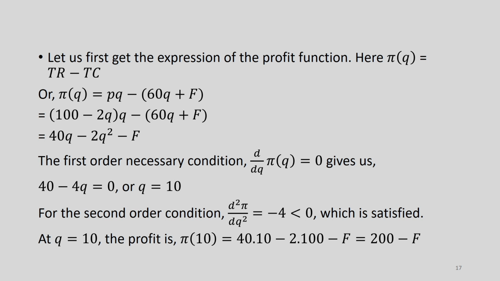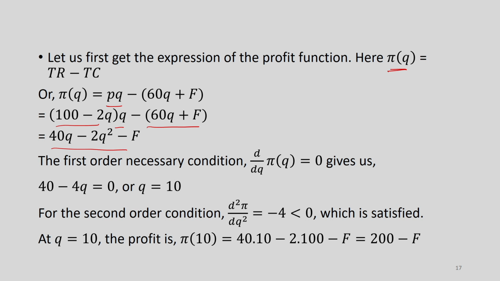Let us first get the expression of the profit function. This is the standard method. The profit function pi(q) is given by total revenue minus total cost. We know the inverse demand function, we put it here, multiplied by q, minus the cost function, which is simply 60q plus f. So, this is the profit function: 40q minus 2q square minus f.